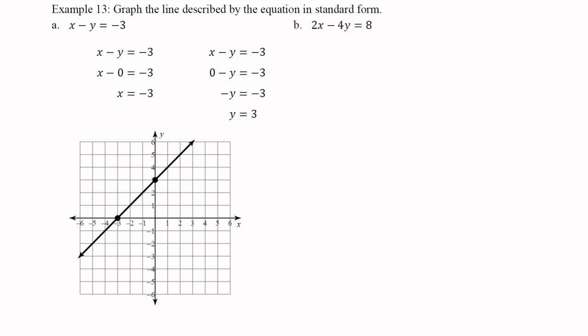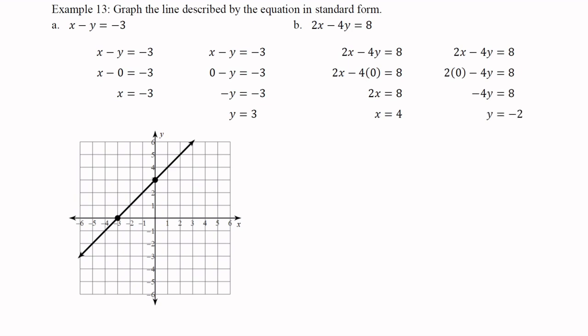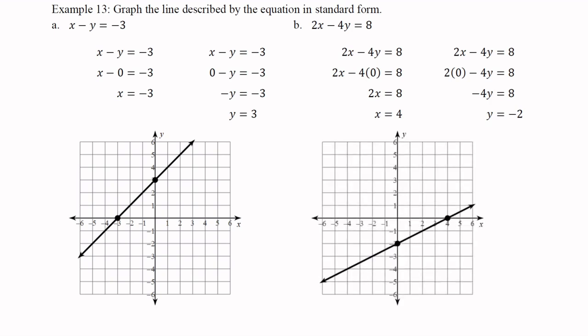For our second example in this, we again use the same method of finding our x-intercept by plugging in 0 for y. That leaves us with 2x equals 8. Divide each side by 2, and you get x equals 4. To find your y-intercept, plug in 0 for x. That leaves us with negative 4y equals 8. Divide each side by negative 4, and you get y equals negative 2. So on your graph, plot your x-intercept of 4 and your y-intercept of -2, and then connect using a ruler to get your line.